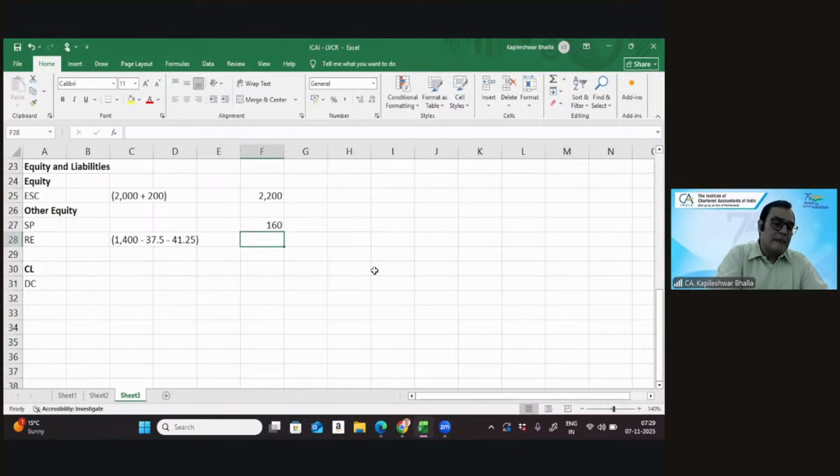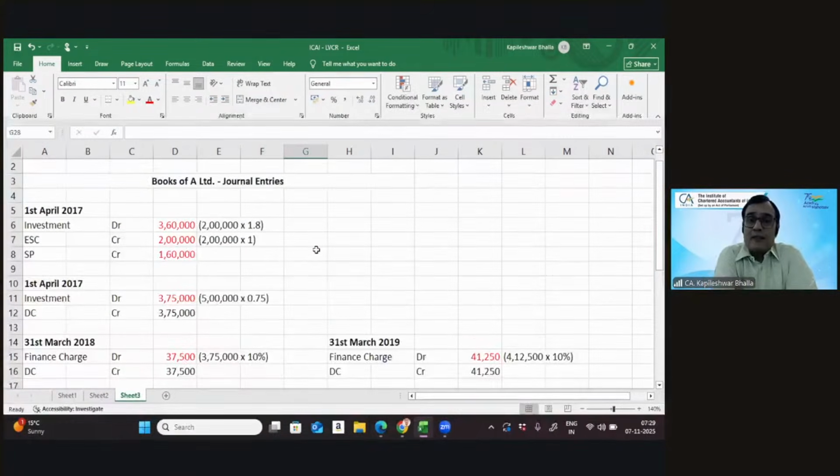So out of 1400 minus 37.5 minus 41.25, this works out at 1321.25. So this is the amount which is there as far as retained earnings is concerned. Let's go back to the entries.